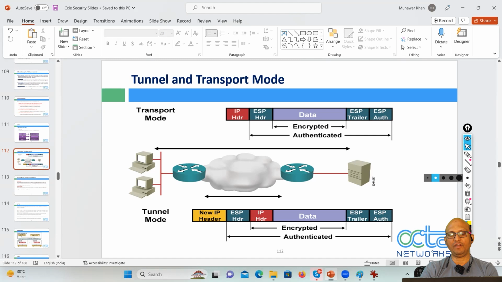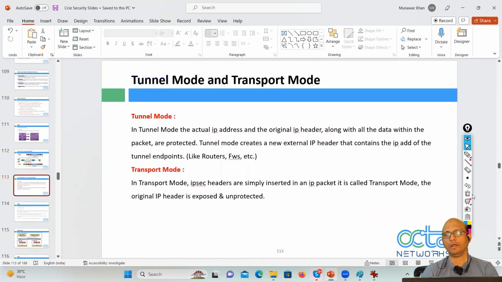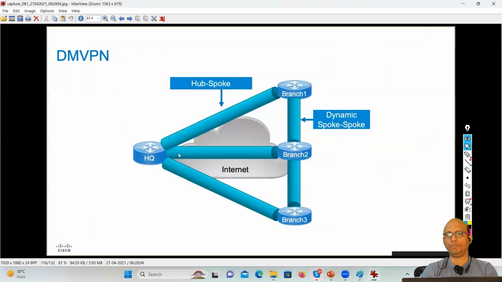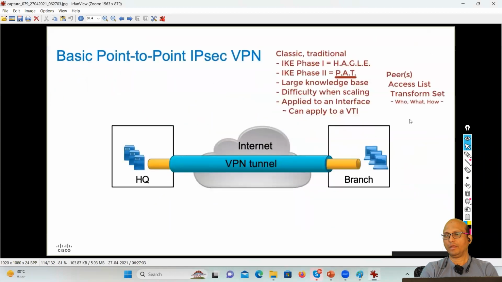I have written a definition of tunnel mode also. You see, in tunnel mode, the actual IP address and the original IP header along with all the data within the packet are protected. Tunnel mode creates a new external IP header that contains the IP addresses of the tunnel endpoints, the router and firewall. So there are two devices. For example, in the site-to-site VPN, suppose I'm making a point-to-point VPN, this is the IP address that is going to act as a header between two locations.